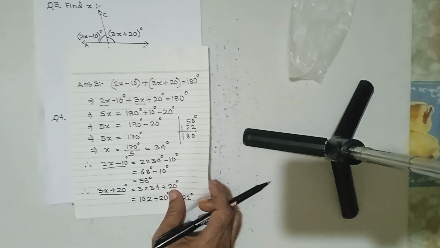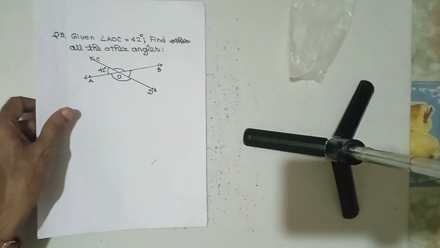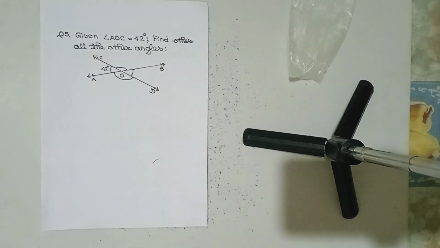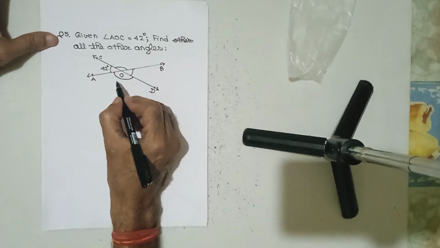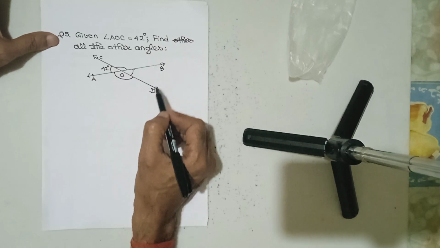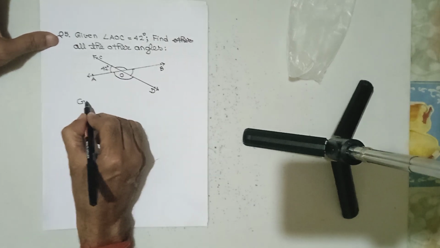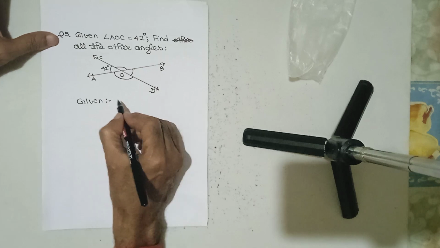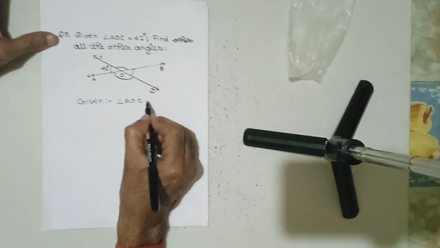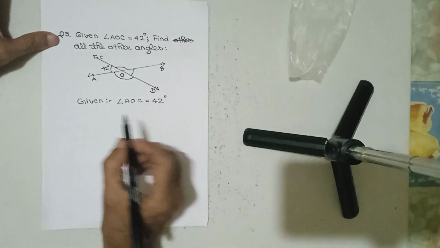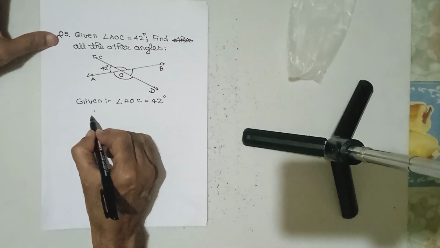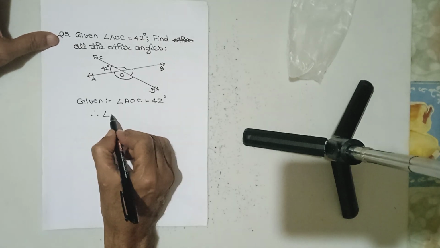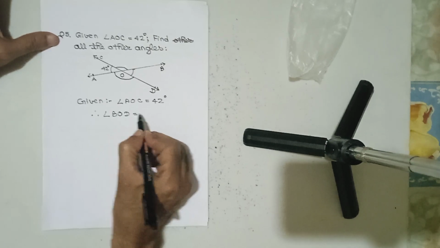Now we will solve question number 5. In question number 5, one angle is given, 42 degree. So what is given? Given is angle AOC is equal to 42 degree. Now we have learned that the vertical opposite angles are equal. Therefore, angle BOD will also be equal to 42 degree.